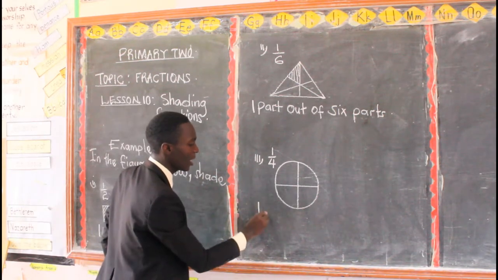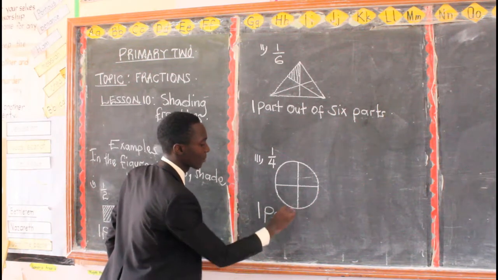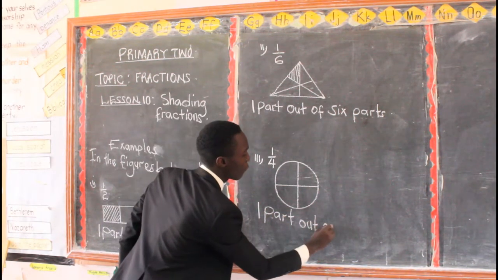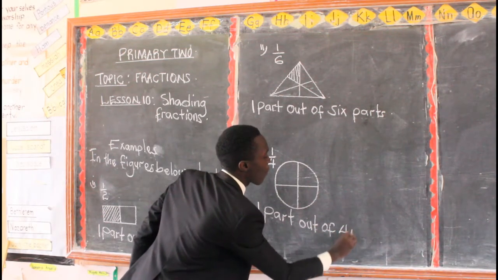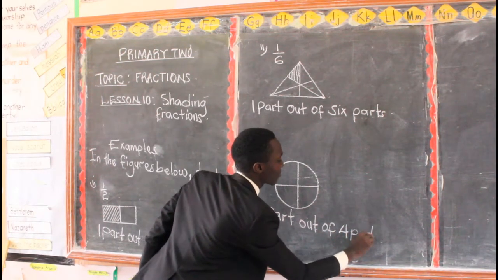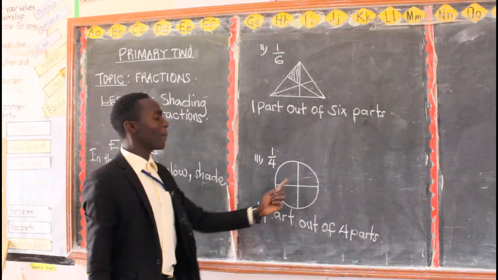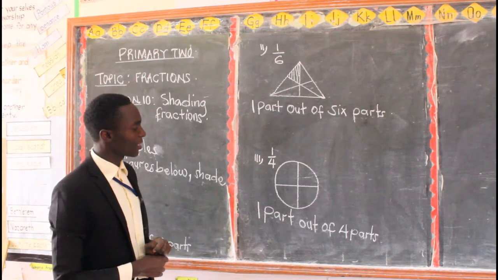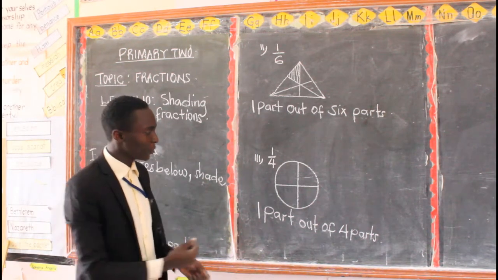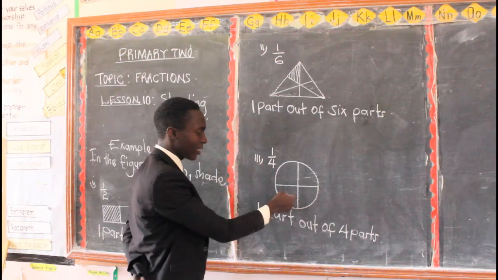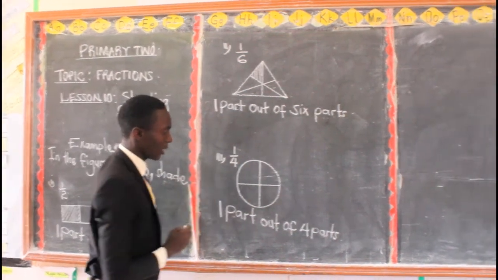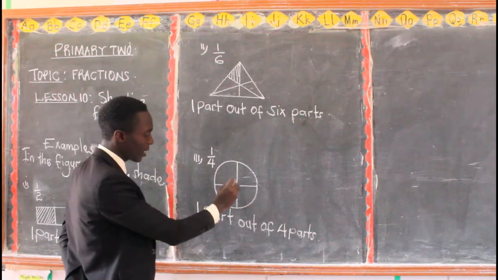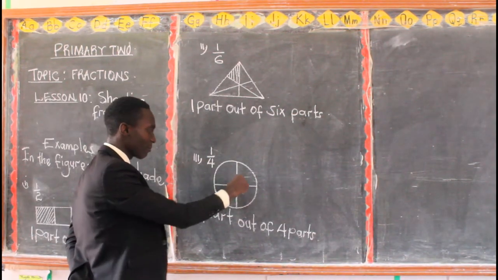So we are going to shade 1 part out of 4 parts. These are 4 parts. We are going to shade only 1 part out of these 4 parts. You shade any part of your own choice. I can shade this one, I can shade this one, so long as you shade only 1 part. So let me shade this one.